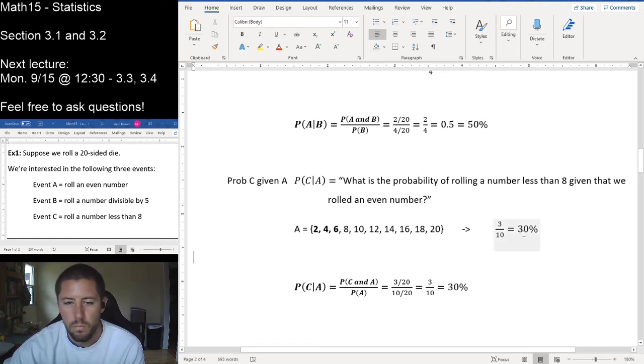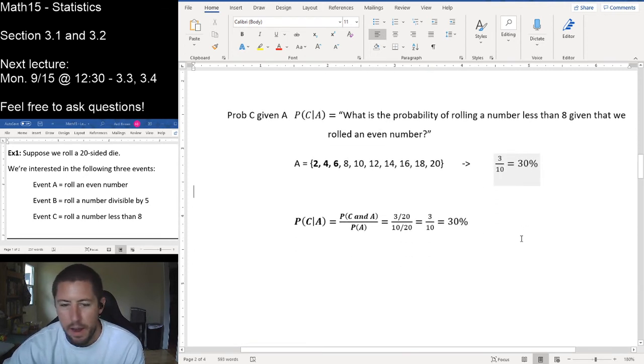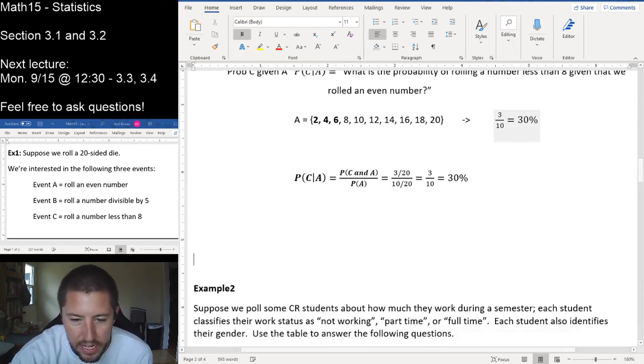Right? Okay, I think I beat my roll on a 20-sided die all the way down there.